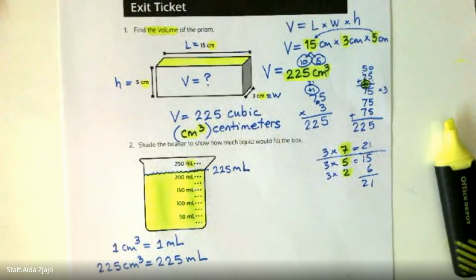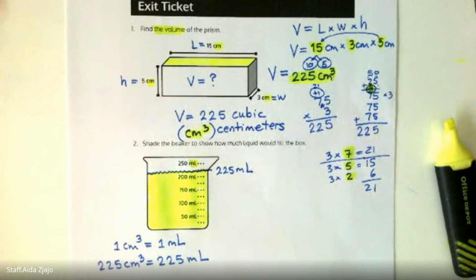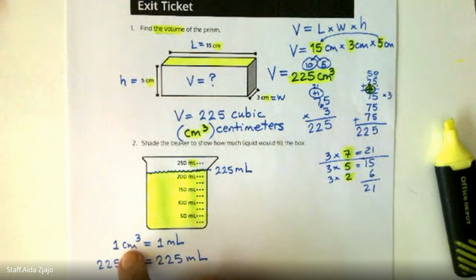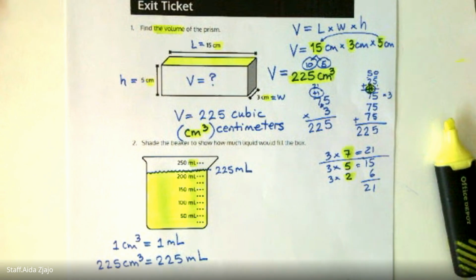I hope that was easy for you, and this was the Grade 5 Mission 5 Lesson 5 exit ticket. Remember, 1 cubic centimeter is the same as 1 milliliter. So the values are the same, right?